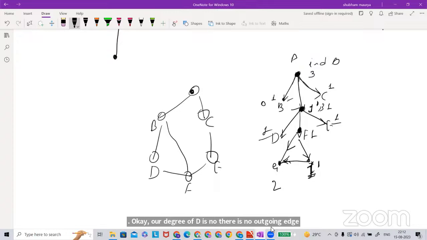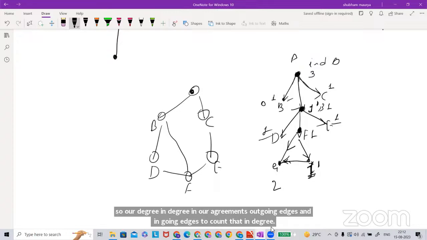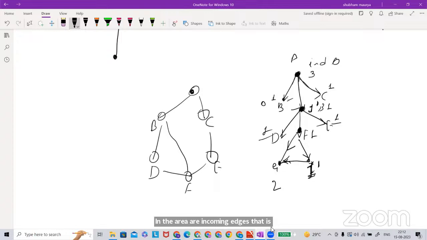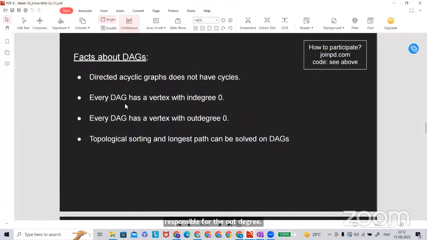If you count that, incoming edges are responsible for the in degree, and outgoing edges are responsible for the out degree. So in every DAG, there will be a vertex with in degree 0, and every DAG has a vertex with out degree 0. So in every DAG, there will be a vertex where the in degree is 0, and also one where the out degree is 0.